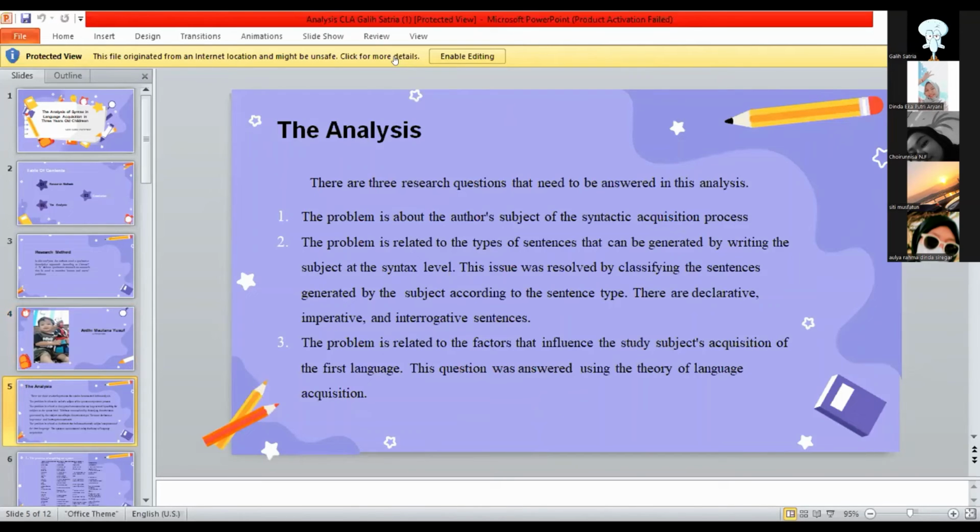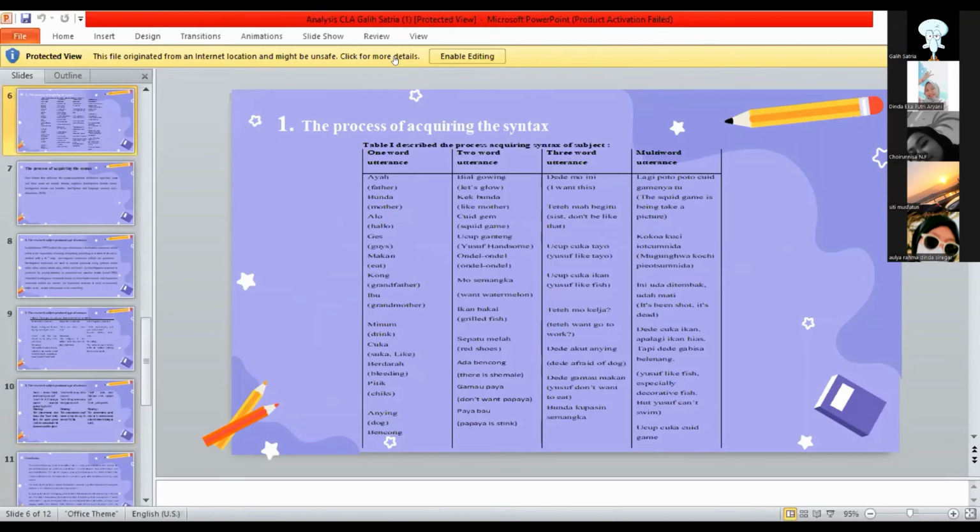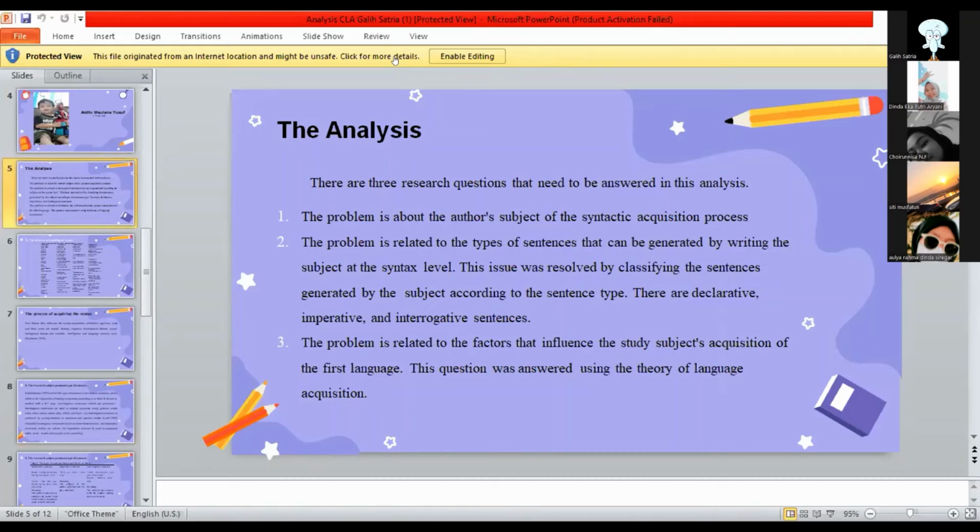So the analysis. There are three research questions that need to be answered in this analysis. The first one is about the subject's syntactic acquisition process. And the second one is related to the types of sentences that can be generated by the subject at the syntax level. This issue was resolved by classifying the sentences generated by the subject according to sentence type. They are declarative, imperative, and interrogative sentences. And the last one is related to the factors that influence the subject's acquisition of the first language. This question was answered using the theory of language acquisition. Next slide, please.